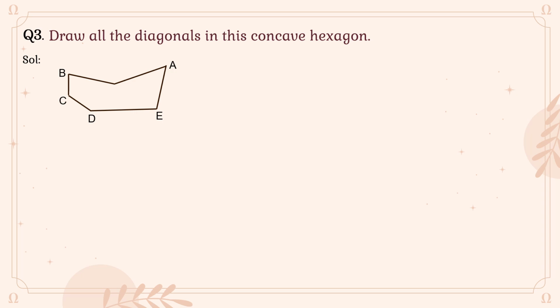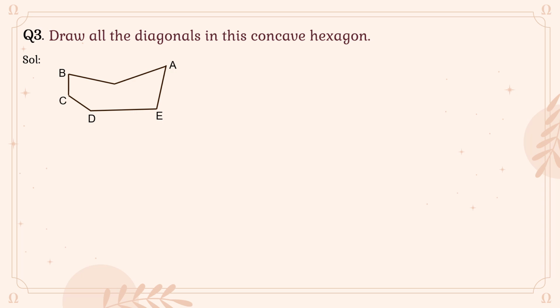Now again, concave hexagon. Now tell me how many diagonals can a concave hexagon have? Hexagon, right? So if it's a hexagon, how many sides? 6. Apply the formula. 6 into 6 minus 3 by 2, which is 6 minus 3 is 3. 3 into 6 is 18. 18 by 2 is 9. So basically 9 diagonals, this hexagon, that's A, B, C, D, E, can have.